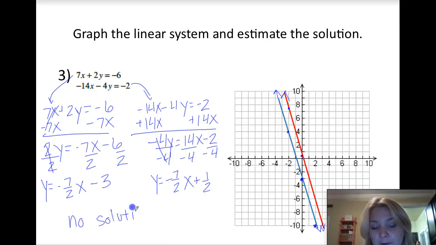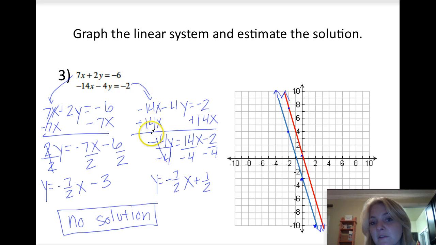There's no ordered pair that will produce a true statement for one equation that will also be a true statement for the other. Now we can not only tell that they're parallel based on the graph, but also by their slope. Since they have the same slope, they're going to be parallel. So there's another indicator right away that you will have no solution for this particular linear system.